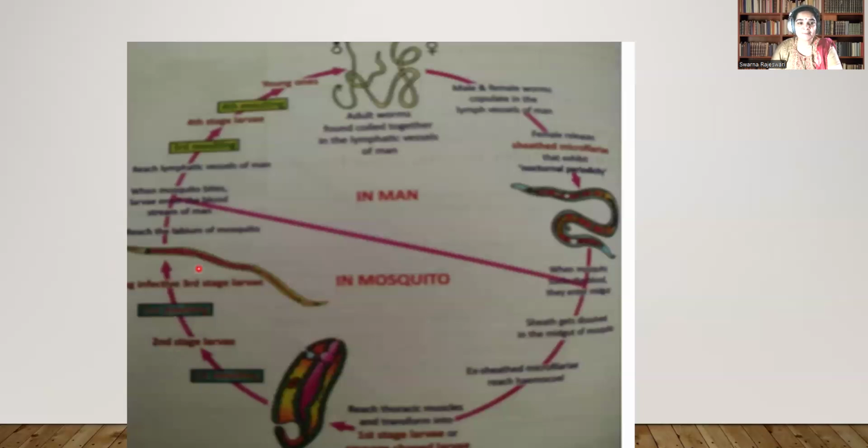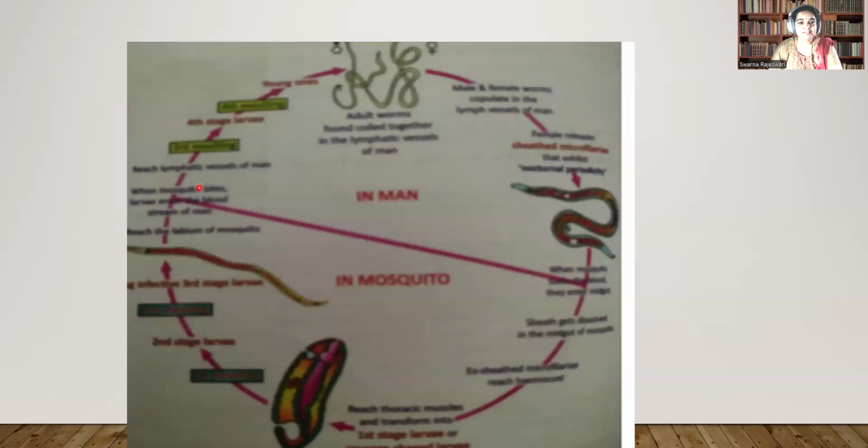Now it is present in the labium of the mosquito. And in the labium of the mosquito, whenever this mosquito bites a person, this third stage larva directly enters into the man. So mainly it goes into the lymphatic vessels of the man.